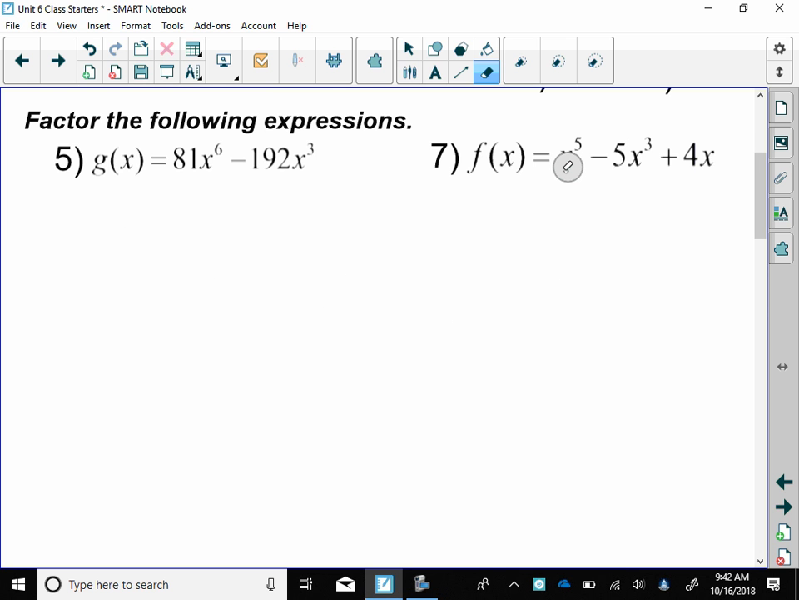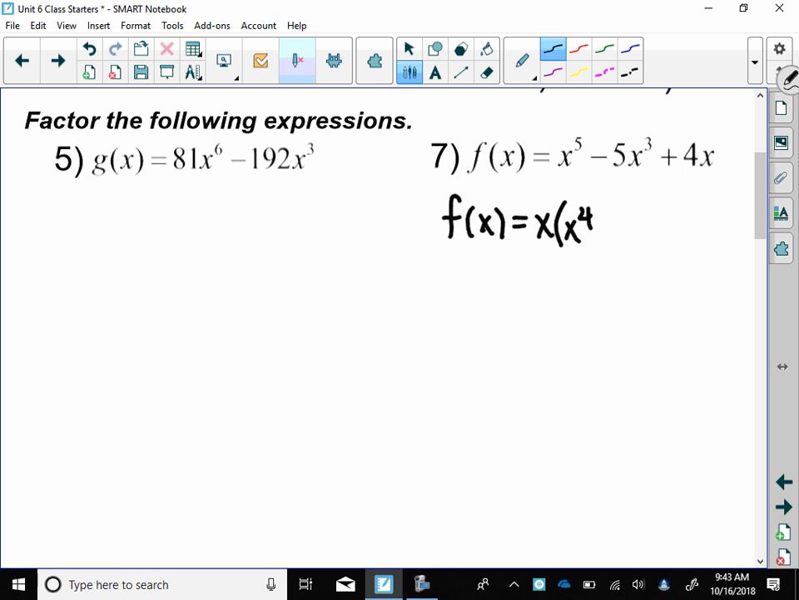So for number 7, what do we have to do first? And what would the GCF be? And what are you left with? But we're left with a trinomial, and one thing that we always look for when we have a trinomial is, is the middle term's exponent half the first term's exponent? And is that the case here? Yeah, so actually we might be able to factor.